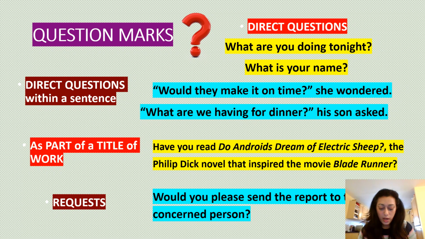When the question mark is part of the title of a work that is set in italics, as it is in the cited novel, the question mark is italicized. For example, have you read Do Androids Dream of Electric Sheep, the Philip K. Dick novel that inspired the movie Blade Runner? It's also used for requests. Requests that are phrased as questions should end with a period. These are really requests or commands and not true questions. Would you please send the report to the concerned person.